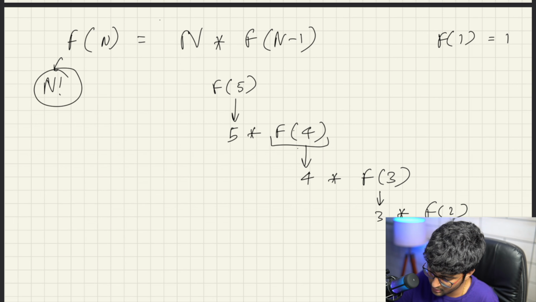F of 2 means 2 factorial. This is equal to 2 into f of 1. F of 1 is going to be like, okay, I am the base condition. My answer is 1 only. F of 1 itself is 1. It's going to be like, okay, then multiply it by 2. Then it will come out of the stack. It will return its value.